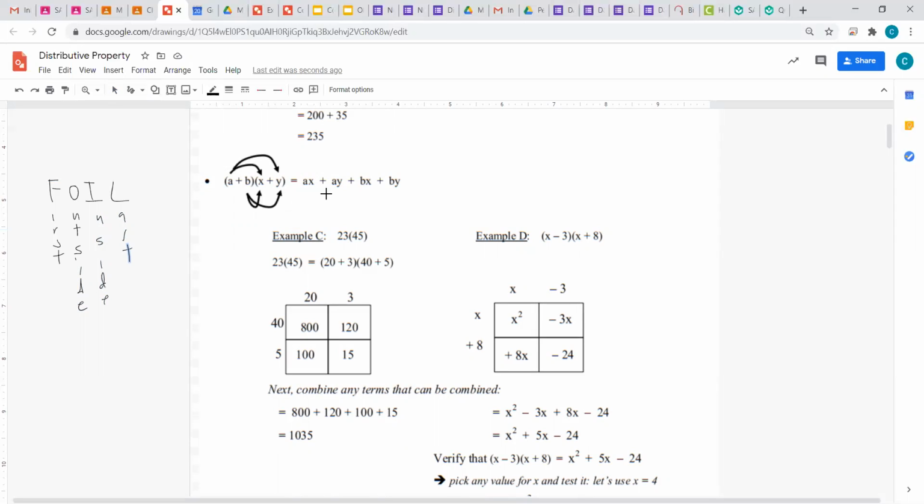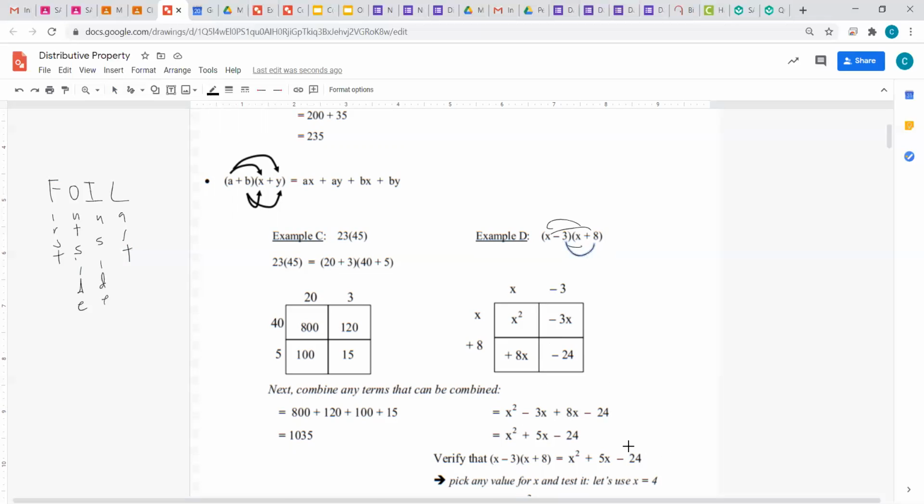So when you're multiplying two binomials together, you can use that method, right? And they show that over here, x minus 3 times x plus 8. So again, first these two, then outside, then inside and last. So the first two are x and x, that's x squared. They do it in the reverse, but x times 8 is 8x. Negative 3 times x, negatives are important, negative 3x. Negative 3 times 8, negative 24. Then you combine like terms, then you solve it.